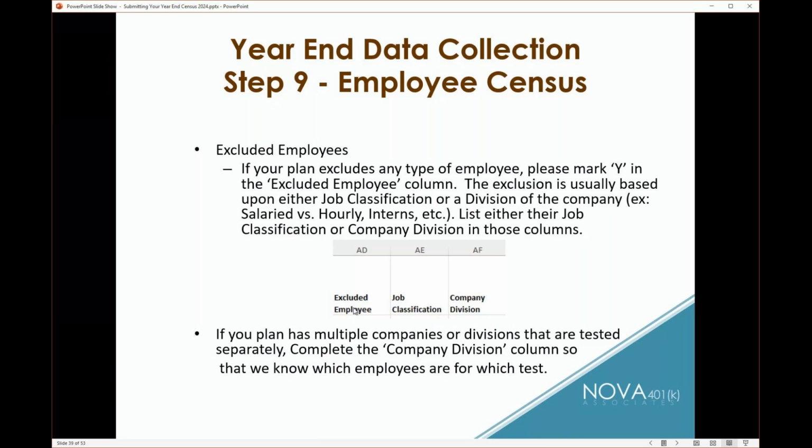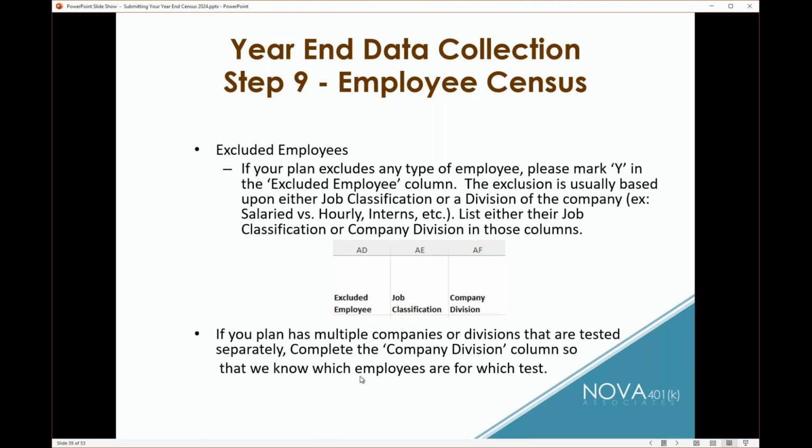And then for excluded employee, you would want to mark a Y there, and that way we can match that Y under excluded employee. Y is for yes if they're excluded. It automatically defaults to a no if you leave it blank, so you don't have to do that. So if you have excluded employees because it's written in your plan document, go ahead and mark Y here, and then under job classification or division, put the wording of how to tell their exclusion based on the document.